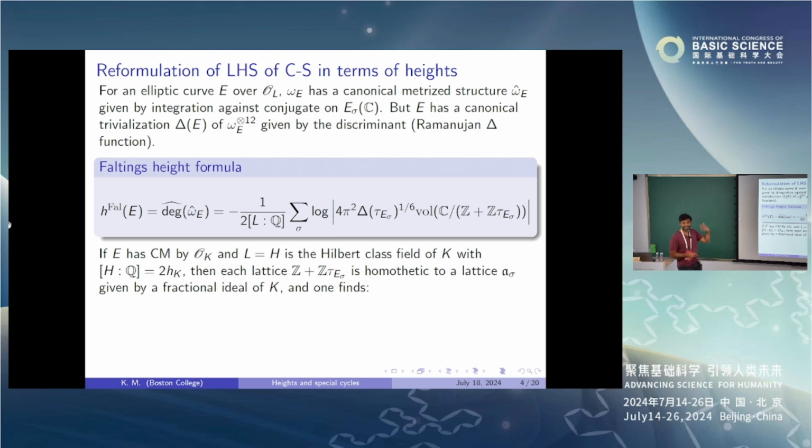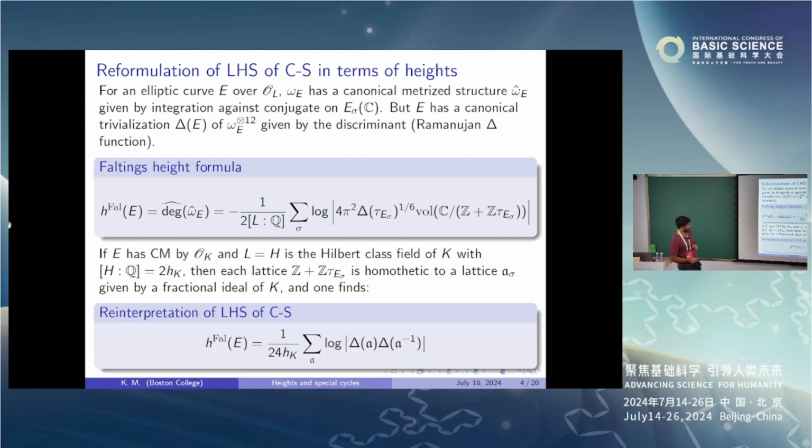So that's classical complex multiplication, so each of these lattices is going to be homothetic to a lattice that corresponds to a fractional ideal of K. And this essentially just follows from the theory of CM elliptic curves, that you can reinterpret this right-hand side as this.